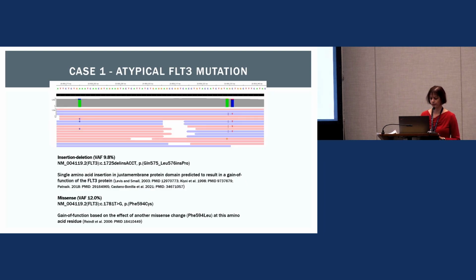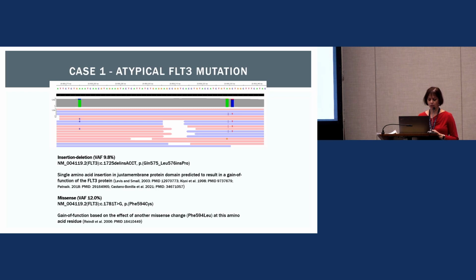The same patient, however, also had atypical FLT3 mutations in the same region where we would normally see internal tandem duplications. So there was an insertion deletion event with a variant allele frequency of about 10% that results in a single amino acid gain. And that single amino acid insertion in the juxtamembrane protein domain is predicted to result in gain of function of the FLT3 protein, albeit it's considerably smaller than the ITDs we normally see.